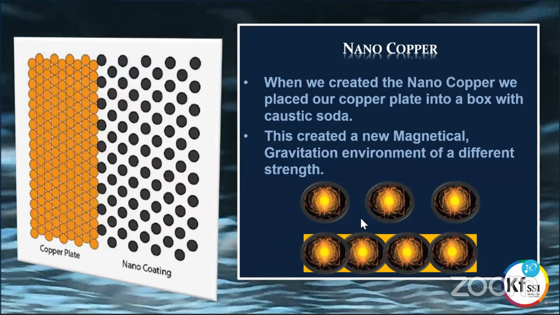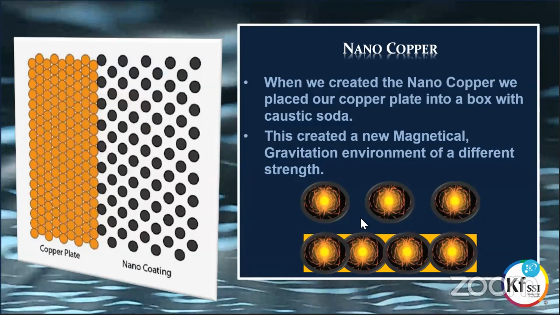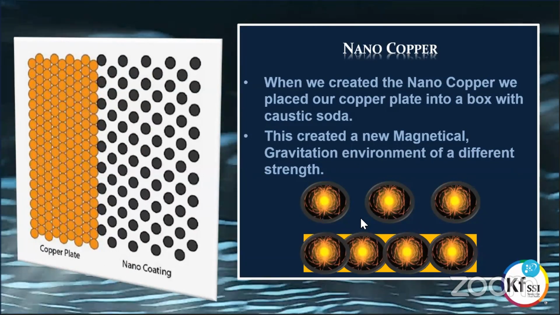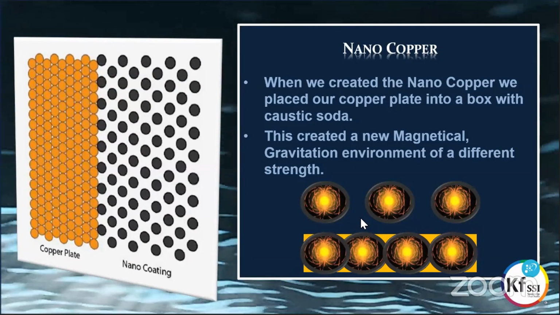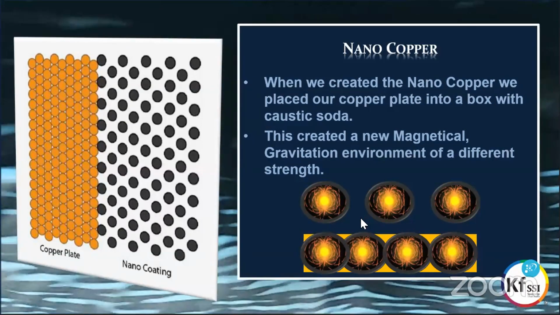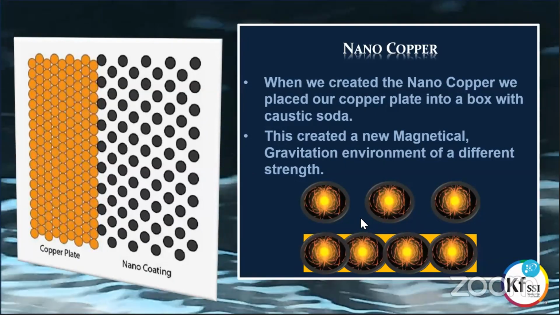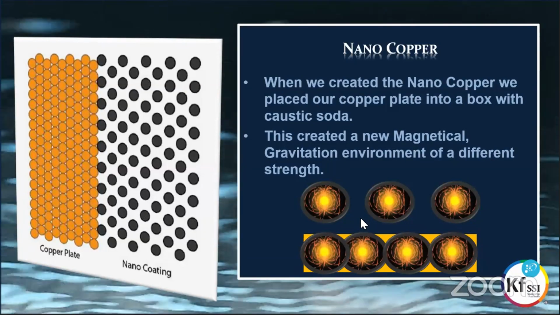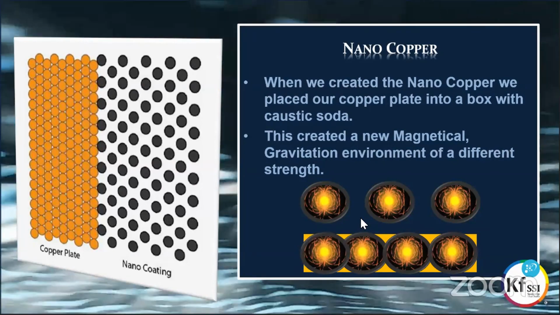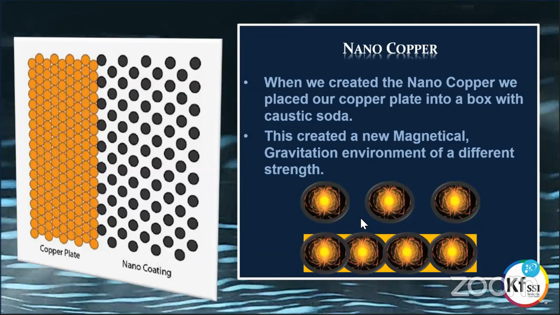When we create the nano-copper, we place our copper plates into a box with caustic soda. And it's not just a case of putting it into caustic soda. That caustic soda is creating a different condition, a different environment, a new magnetic gravitational environment of a different strength. And within that environment, the copper atoms are allowed to move and create the spacing in our nano layering.